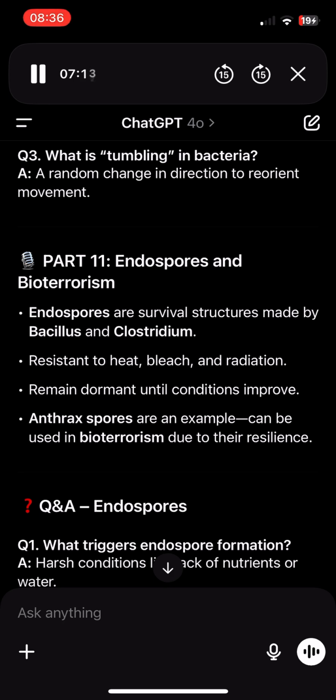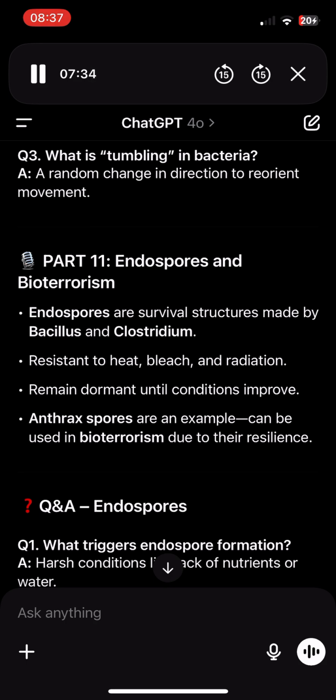Q&A. Endospores. Q1. What triggers endospore formation? A. Harsh conditions like lack of nutrients or water. Q2. Why are endospores dangerous in bioterrorism? They are extremely hard to kill and easy to spread. Q3. Name a bacteria that makes endospores. Bacillus or Clostridium.